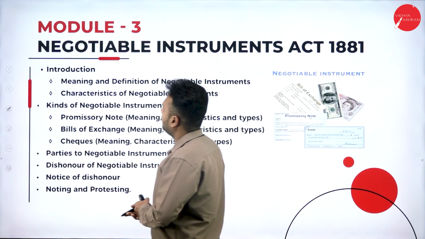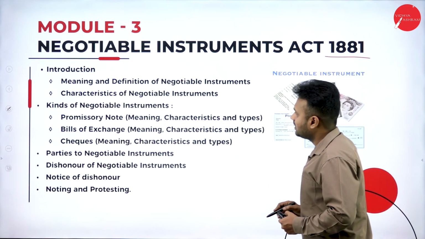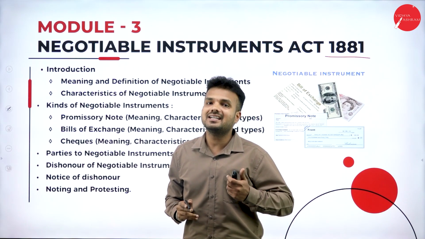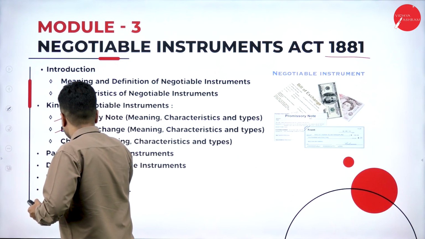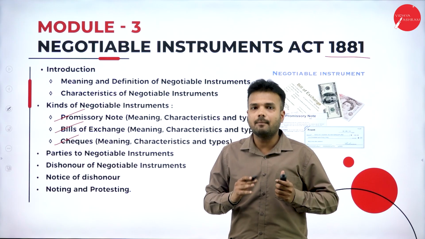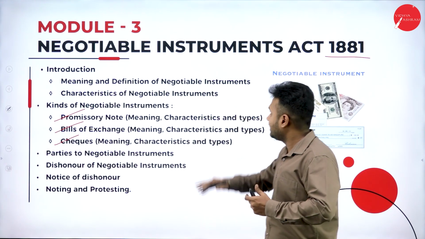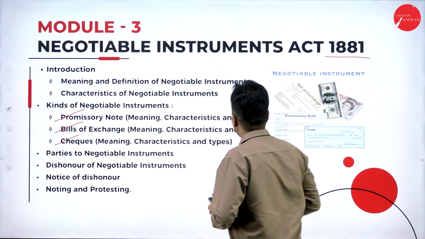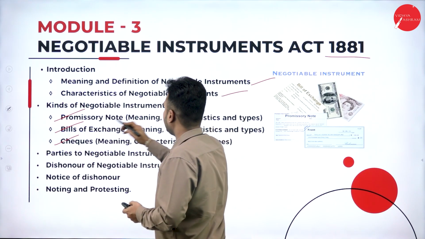Moving forward, Module 3, Negotiable Instrument Act 1881. Right? So, in this Negotiable Instrument Act, we are going to learn three kinds of negotiable instruments. One is promissory note, bills of exchange, and checks. Okay. So, here we are going to learn about the terms and conditions that are made by the law regarding the negotiable instruments. Okay. Introduction, meaning and definition of negotiable instruments, characteristics of negotiable instruments, kinds of negotiable instruments.